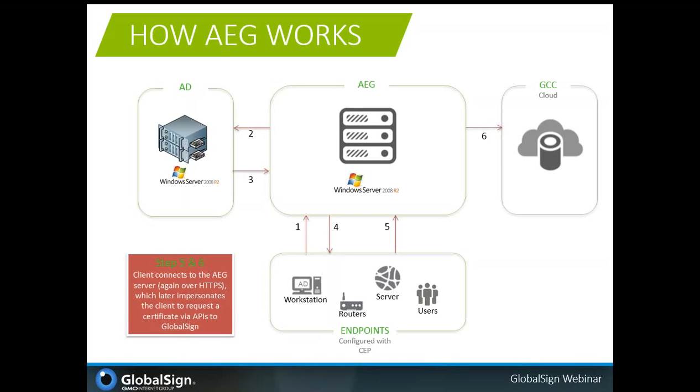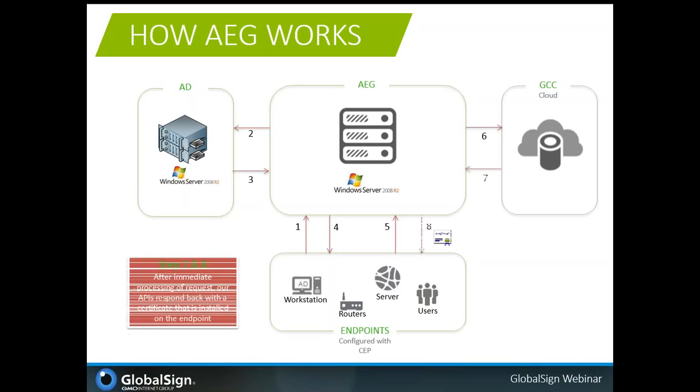The client then connects to the AEG server through SSL, which later impersonates the client to request a certificate through our APIs to the GlobalSign SaaS CA. After immediate processing of this request, our APIs respond back with a certificate that's then installed on the endpoint and ready to use.